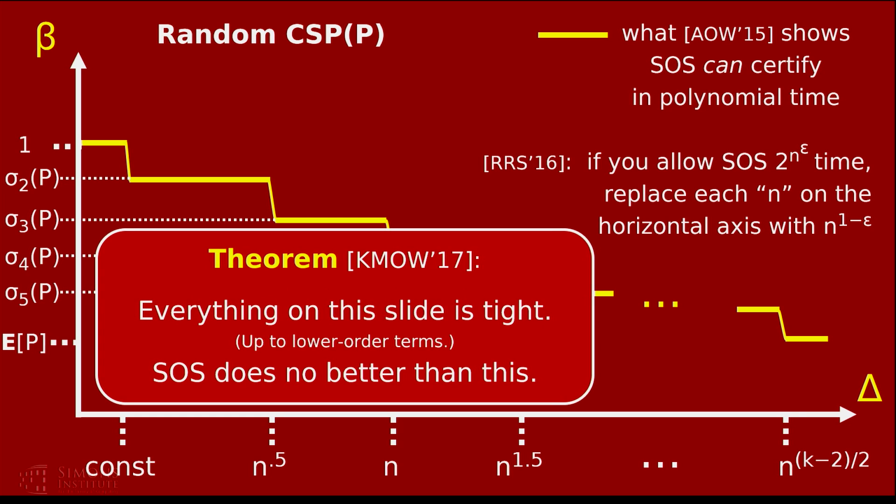And the result I'm telling you about today is that everything on this slide is tight. It's completely tight up to log factors and lower order terms. In other words, SOS does not do any better than this. You can show that this is the exact true behavior of how well SOS does. I thought that was surprising because the behavior we proved was this weird stair step. And it shows that this exact three-way trade-off between the constraint density, the quality of the refutation and the running time of SOS is tight.